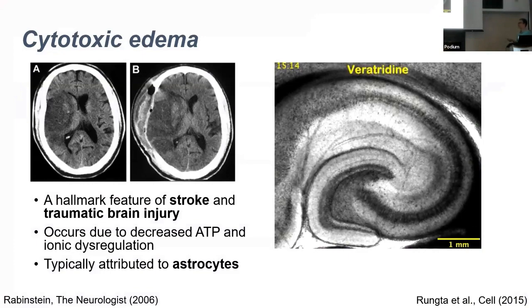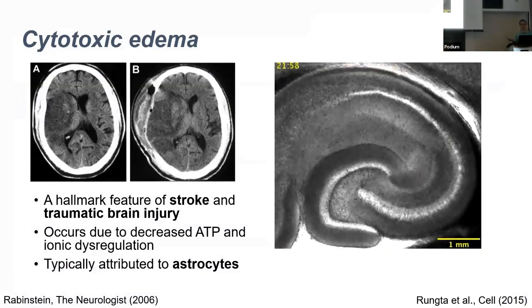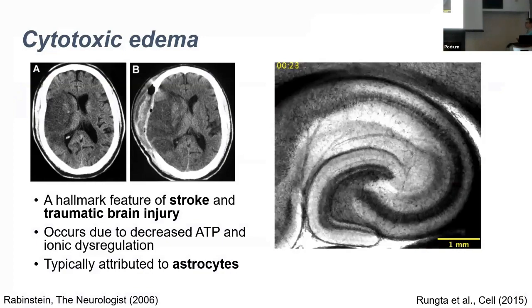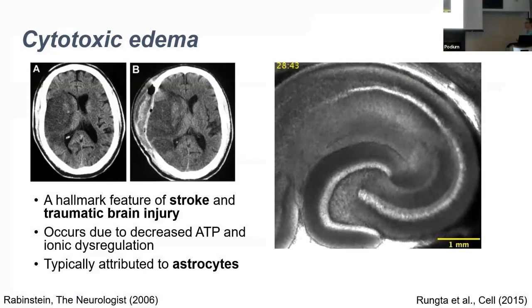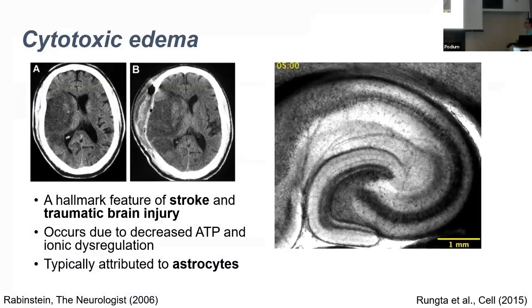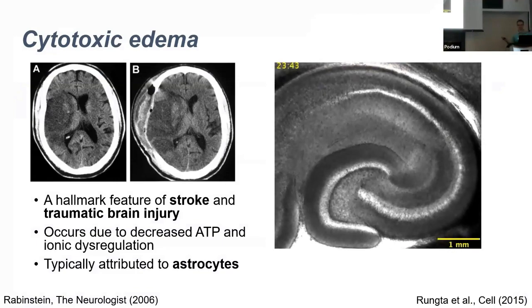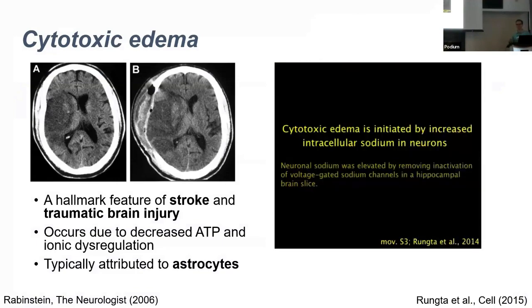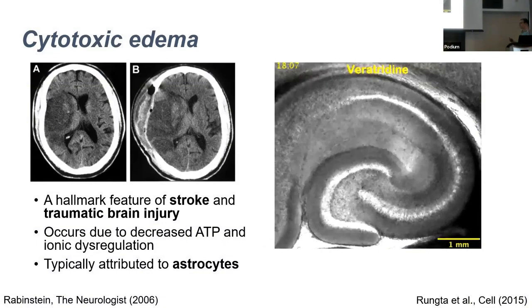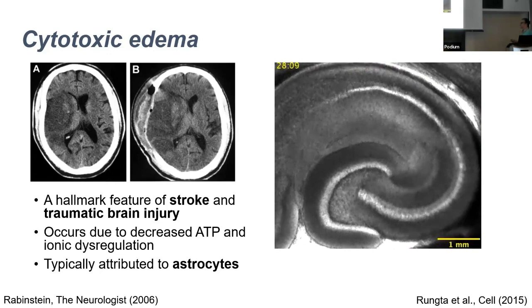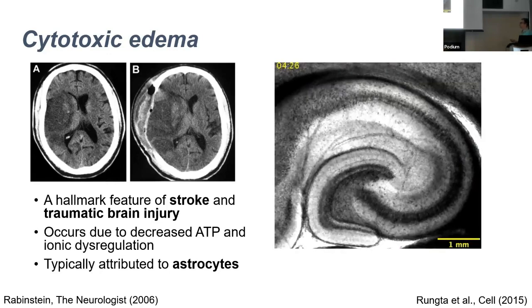And so cytotoxic edema is basically just cell swelling, so brain swelling. And brain swelling is a serious medical issue, and it's a hallmark of traumas like stroke and TBI. And it's very serious because, of course, your brain is enclosed in a rigid skull. And so when it starts swelling, it has nowhere to go but down, and this can lead to death by herniating the brainstem.